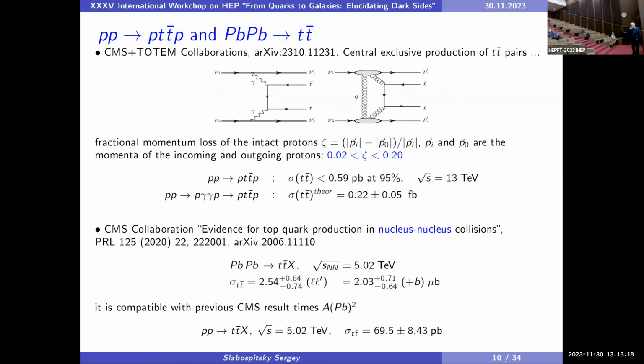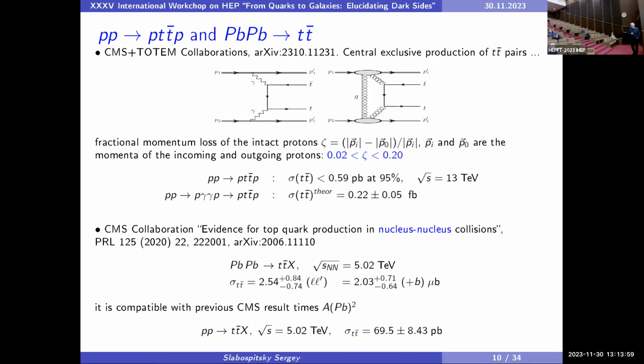There are also two interesting results. First, the CMS plus TOTEM collaboration. Let me remind you that TOTEM is a special detector situated very far from the CMS detector, and it allows us to measure the final two protons. In fact, we can study exclusive processes. They obtained the first results of the measurements of this exclusive final state. There is nothing else in the final state, so they measure processes where you have 4 particles in the final state: 2 protons and a TT bar pair.